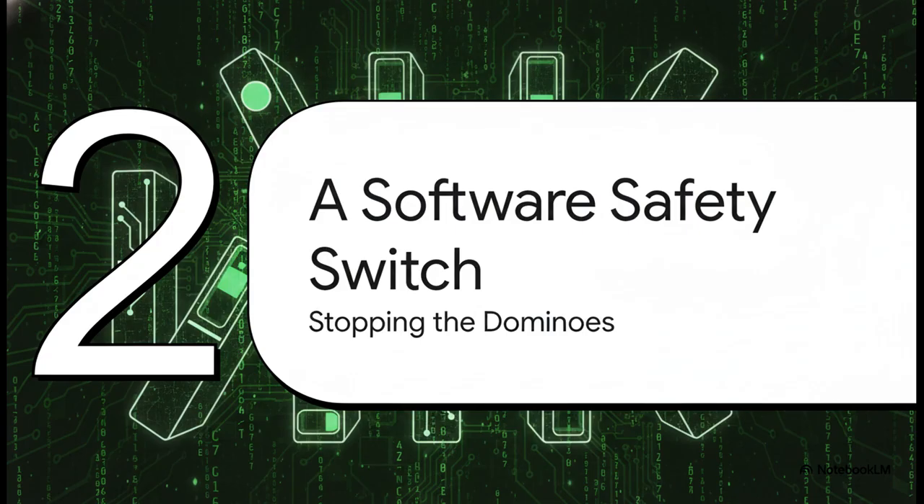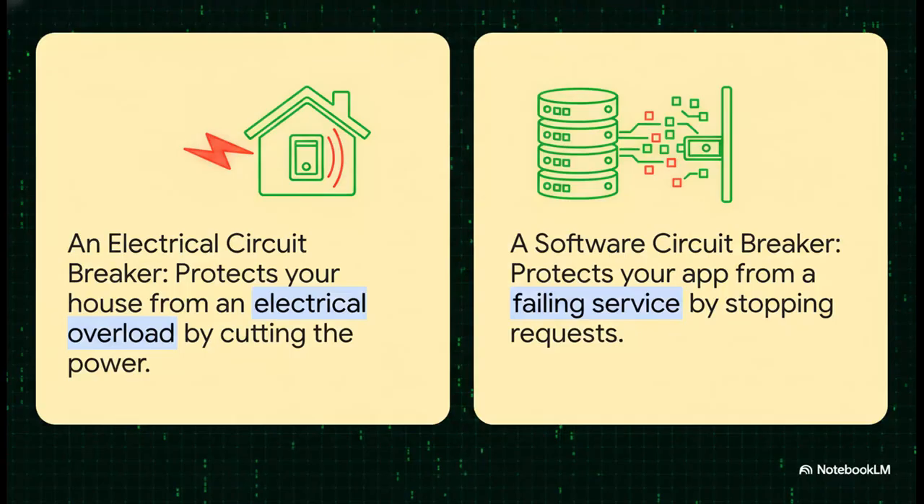Well, engineers use this really clever design pattern that was inspired by something you almost certainly have in your own home. Let's just call it a software safety switch. I want you to think about the circuit breaker in your house's electrical panel. Its job is to detect a dangerous electrical surge and just cut the power to prevent damage, maybe even a fire. A software circuit breaker does the exact same thing, but for data. When it detects that a service is failing, it cuts off the requests going to it, preventing a system-wide meltdown.